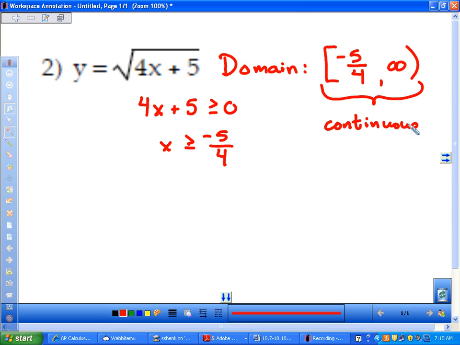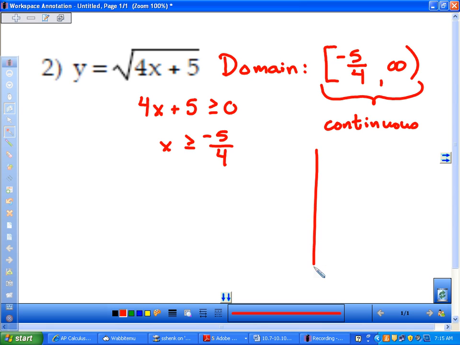Okay? So in part C, it's not a jump discontinuity. In part B, it's not an infinite discontinuity. But we're looking at part D. We're looking at all values of x that are less than negative 5/4. And it's discontinuous down there because those values are just not in the domain.